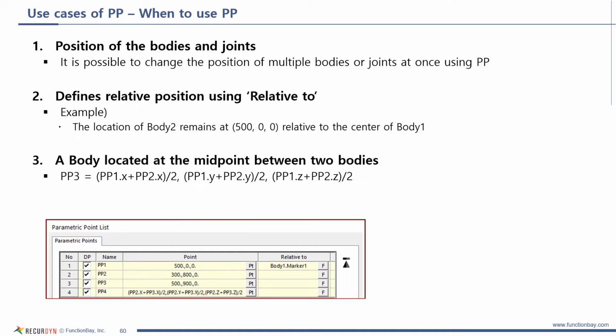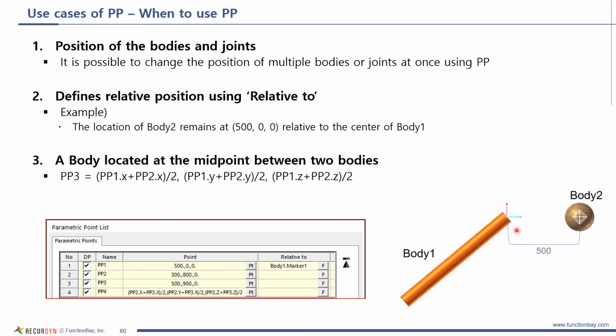This time, let me explain when to use PP. PP is usually used to specify the position of a body or a joint, such as the center of a body or the end point of a cylinder. It could be quite effectively used when specifying a relative position using relative to field. As you can see, when body 2 is located at 500, 0, 0 from the end point of the cylinder, it can be defined as PP1.